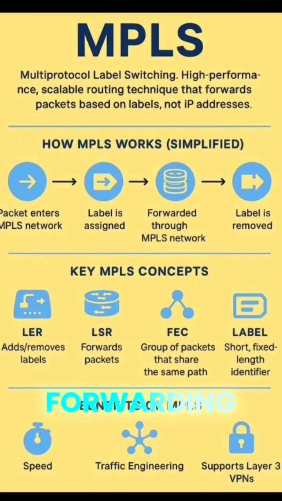MPLS speeds up forwarding by attaching a short label to a packet. Routers forward the packet based on the label instead of repeatedly checking the IP header.